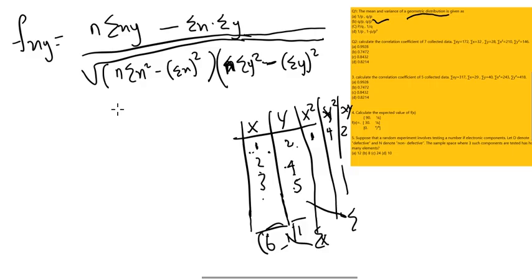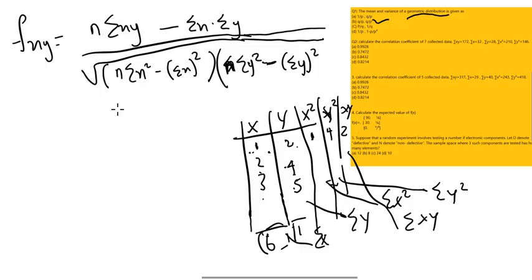Then this one here is summation y. This one is summation x square. Then this one is your summation y square. And then this last one is going to be your summation xy. Once you have all these values, then you'll be able to solve.